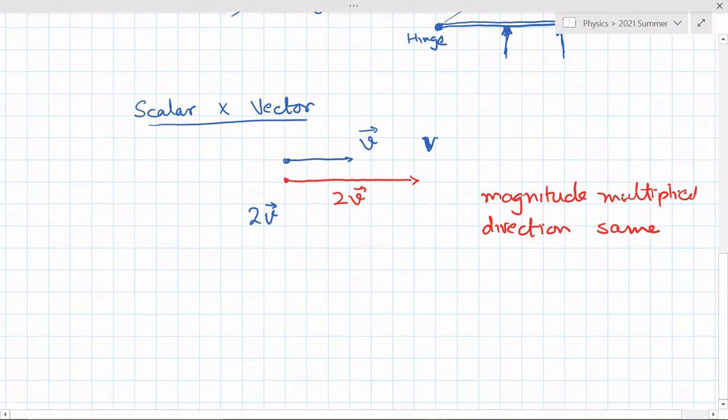Okay, so if I multiplied it by, let's say, negative 1.5, the magnitude is 1.5 times, but the direction is flipped. Okay, that is the scalar multiplication of a vector.